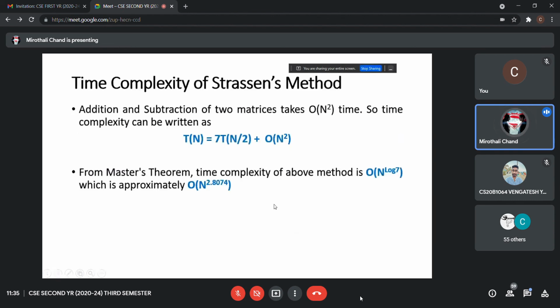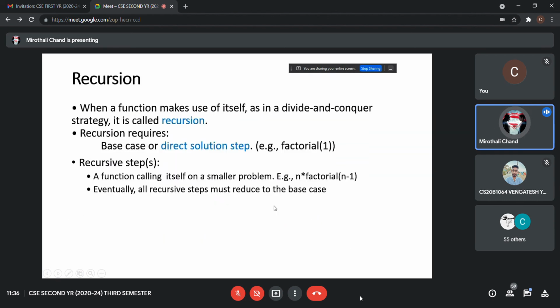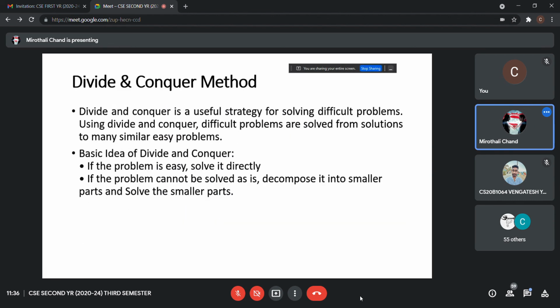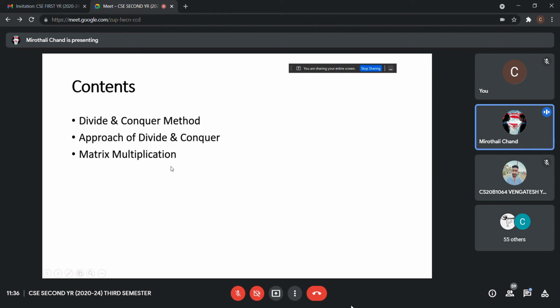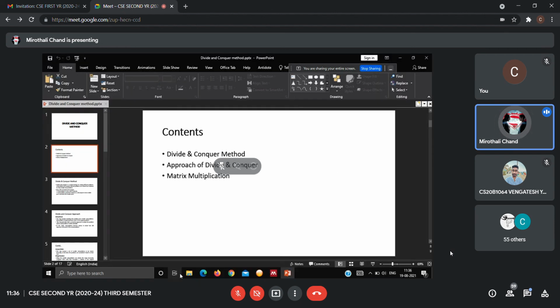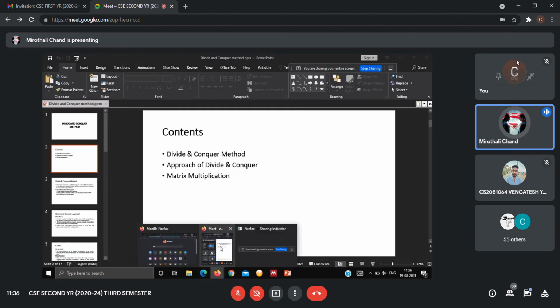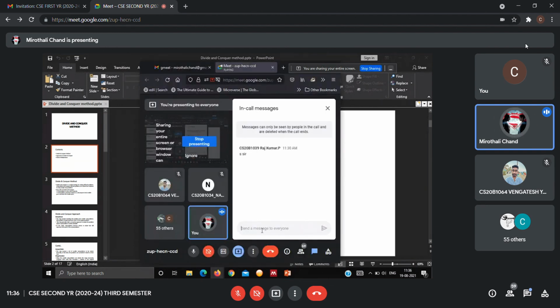So that's it for today regarding the divide and conquer approach followed in matrix multiplication, and this Strassen's matrix multiplication method. So with this, we can close the session.